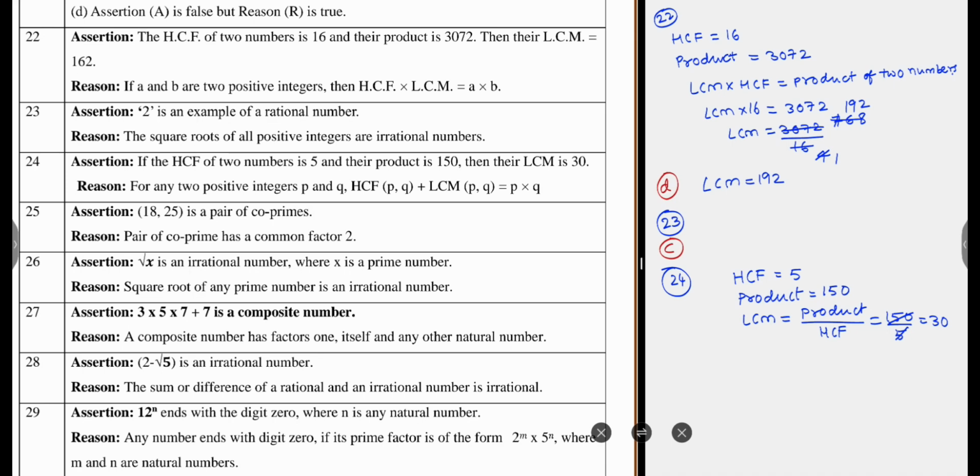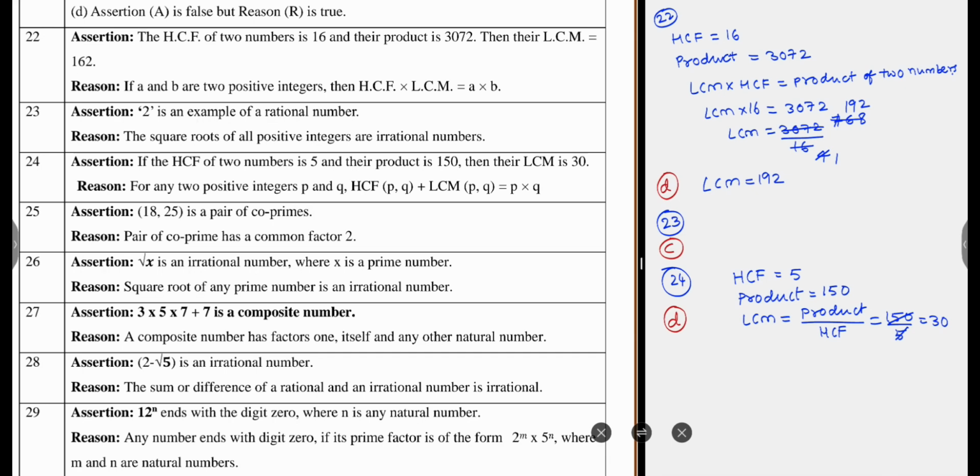So what is given? 30 is given. So assertion is true, but reason is false, because it is given HCF of PQ plus LCM of PQ. So that is wrong. Actually it is HCF of PQ into LCM of PQ is equal to P into Q. So reason is false. Assertion is true, reason is false. So question number 24 is option D.